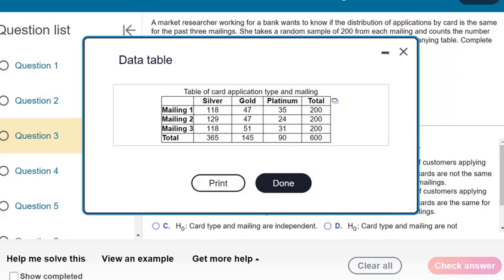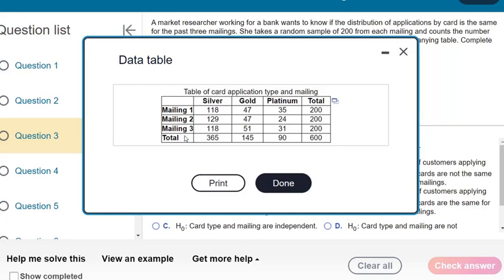So we've got a table, and we're testing to see whether the distribution of applications by card is the same for the past 3 mailing groups. There should be 2 tests that come to mind when you see a table like this. The chi-square test of independence, which is where you'd see if the row variable is independent of the column variable. And then there's the chi-square test of homogeneity. The confusing part is the calculation is the same.